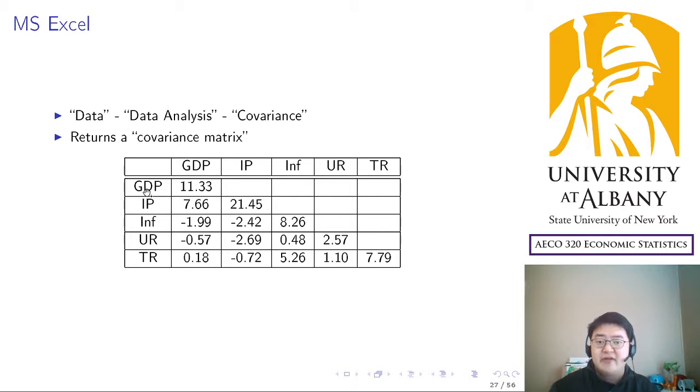So there are 5: GDP, industrial production, inflation, unemployment rate, treasury bill rate. There are 5 variables and 5 variables, and each cell is one pair. For example, 0.18 is for the pair of treasury bill rate and GDP growth rate. So when you choose this one and this one, you have to look at this. I'm going to demonstrate this on Excel.